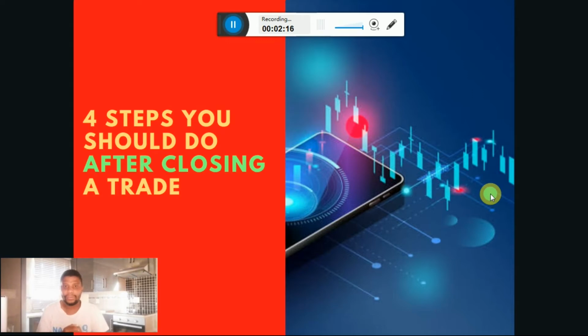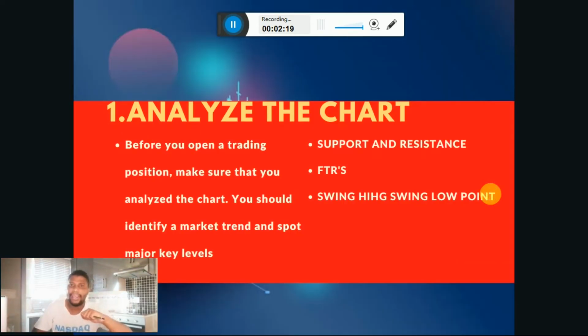Step number 1, you should always analyze your charts. Before opening any trading position, make sure that you analyze the charts. You should identify market trends, whether the trend is going up, going down, or consolidating, and also be able to spot major key levels. When I say major key levels, you should be able to spot major support and resistance levels. You should be able to mark out FTR candles, swing high points, and swing low points. So that was step number 1.